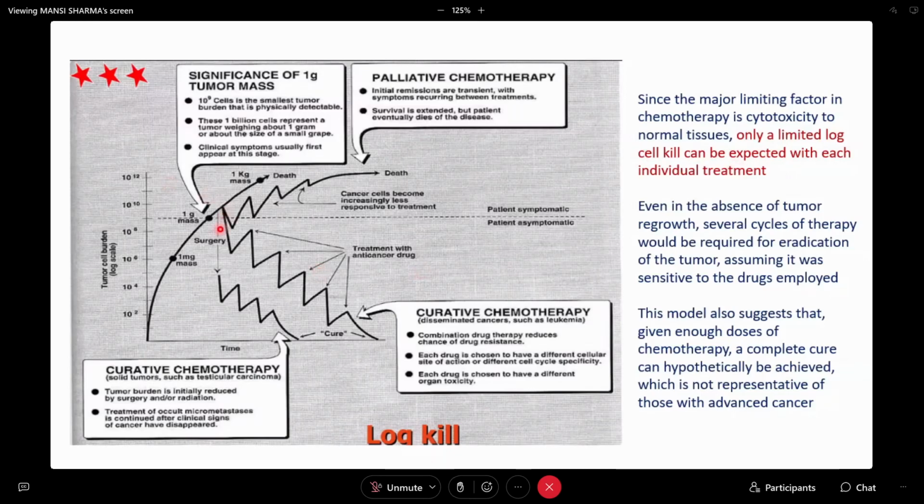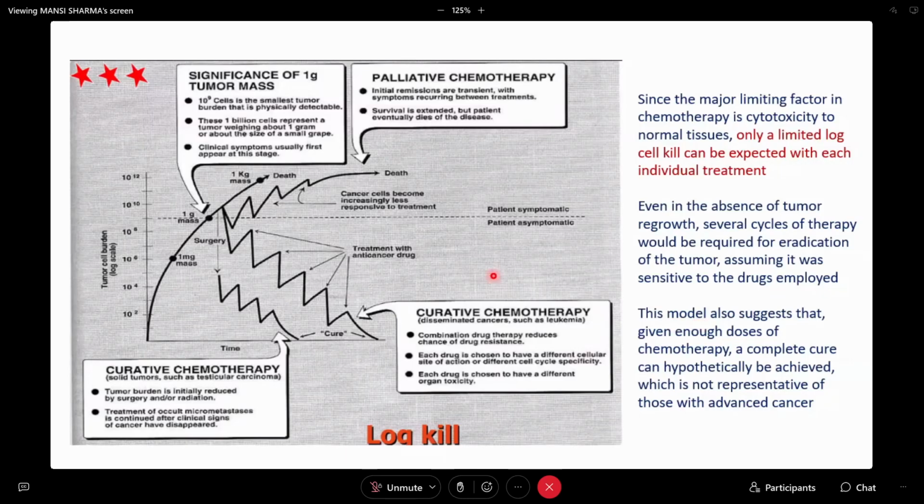So I'm coming to this graph. I'll be explaining this graph in detail. But coming to this particular line, what the hypothesis says is that you keep giving doses at frequencies and eventually the tumor is going to come down to zero. However, this does not hold true in regular clinical practice, and even in the absence of tumor regrowth, several cycles of therapy would be required for eradication of this tumor, assuming it was sensitive to the drugs employed. This model also suggests that given enough doses of chemotherapy, a complete cure can hypothetically be achieved, which is not representative of those with advanced cancer.